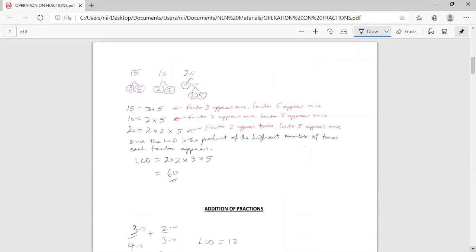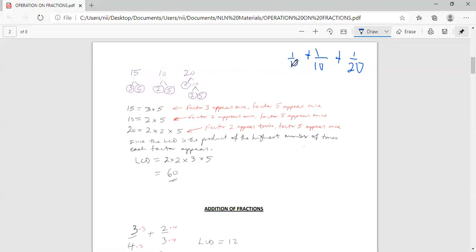All right, let's try another problem. So let's say that I have something like 1/15 plus 1/10 plus maybe 1/20. All right. So we need to find the LCD before we can add this up. So how do I find the LCD here?